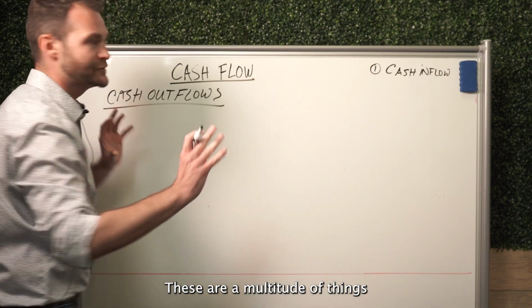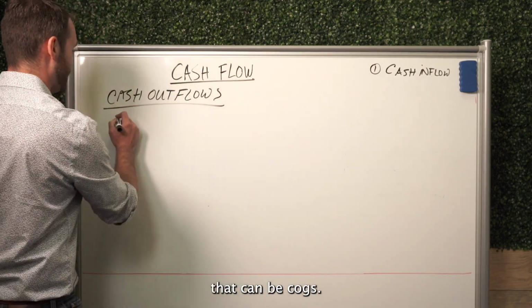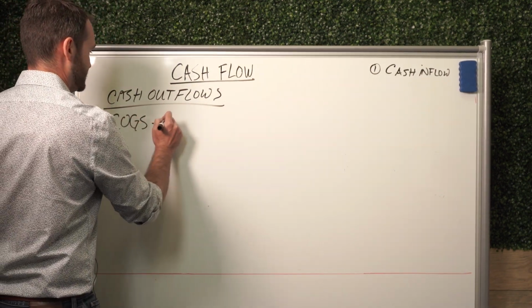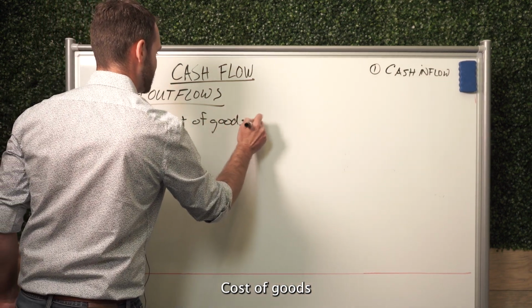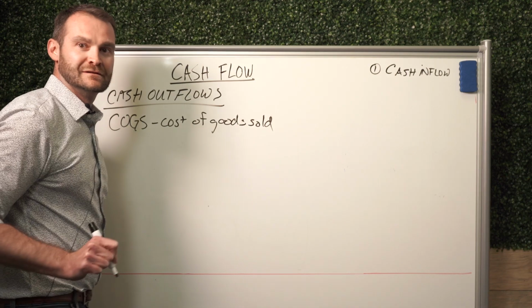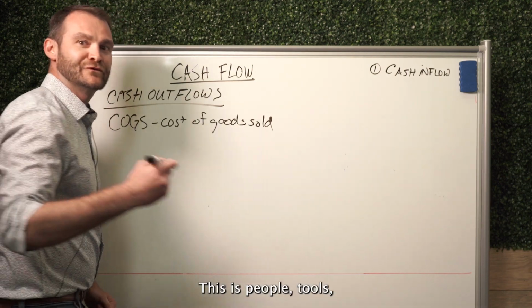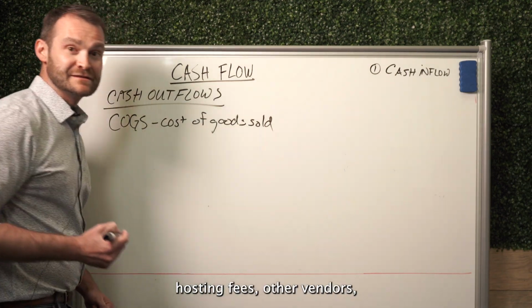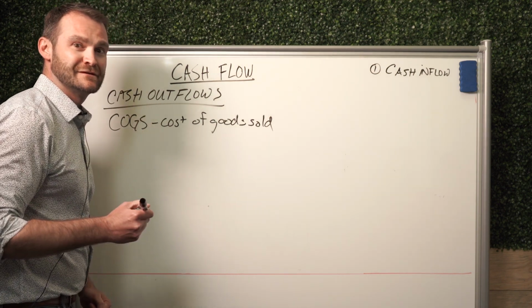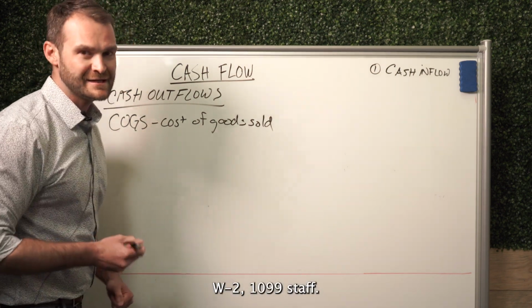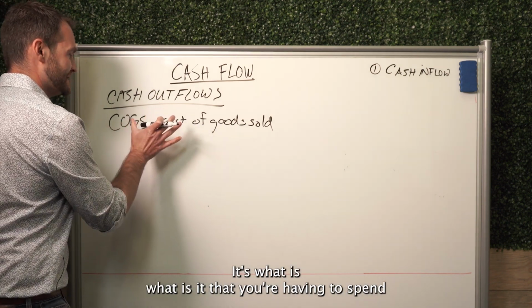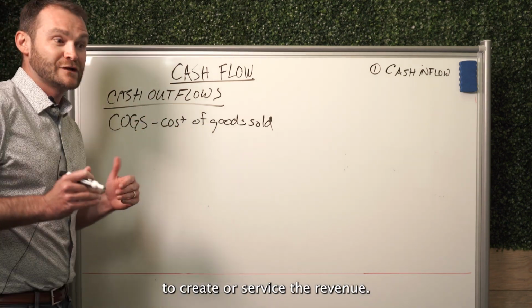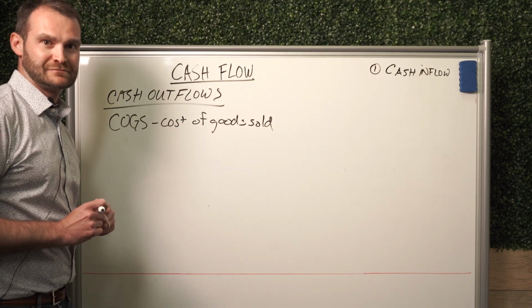These are a multitude of things. They can be COGS, cost of goods sold. This is people, tools, hosting fees, other vendors, W-2, 1099 staff. It's what you're having to spend to create or service the revenue.